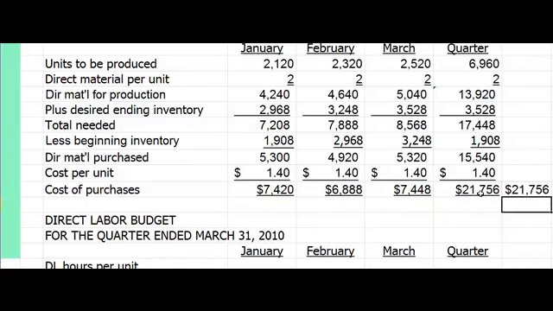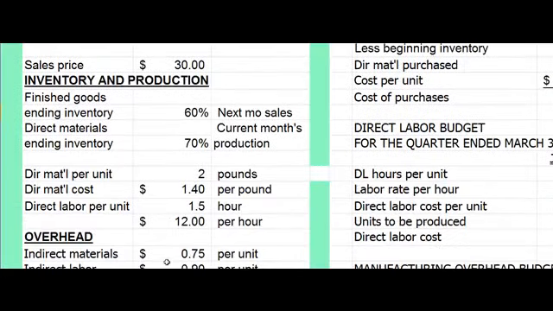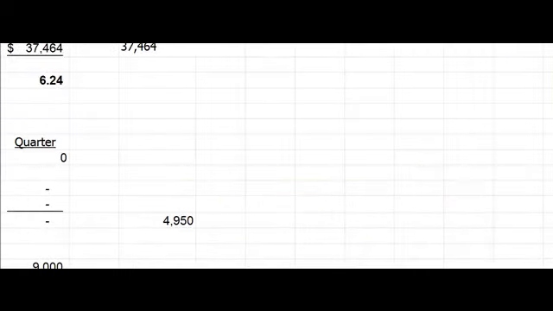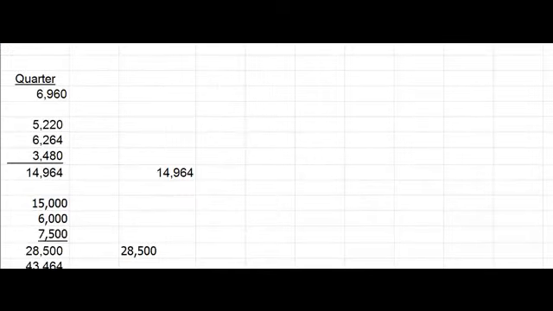Now the other thing we can do from here is figure out our accounts payable. Our assumption for accounts payable, and I'm going to put an equal sign in so we can pick it up, is in our assumptions, down to our cash disbursements. Disbursements are the payable, and it says that in the month of purchase, we're going to pay 30%, and the month after 70%. So that 70% represents my accounts payable.